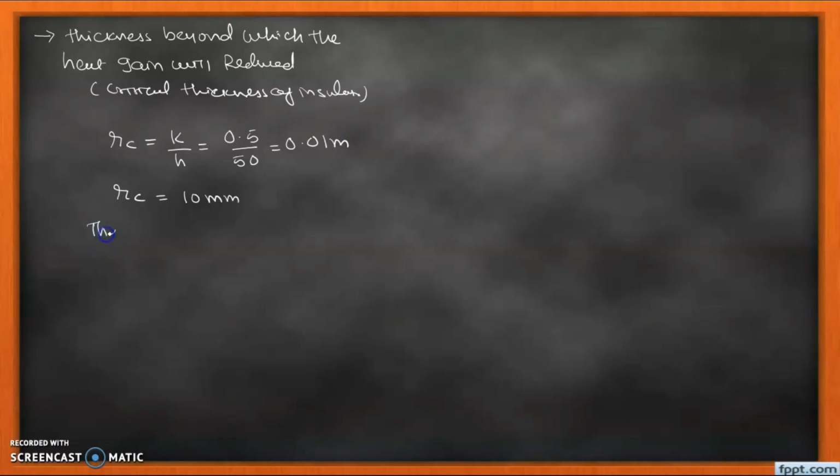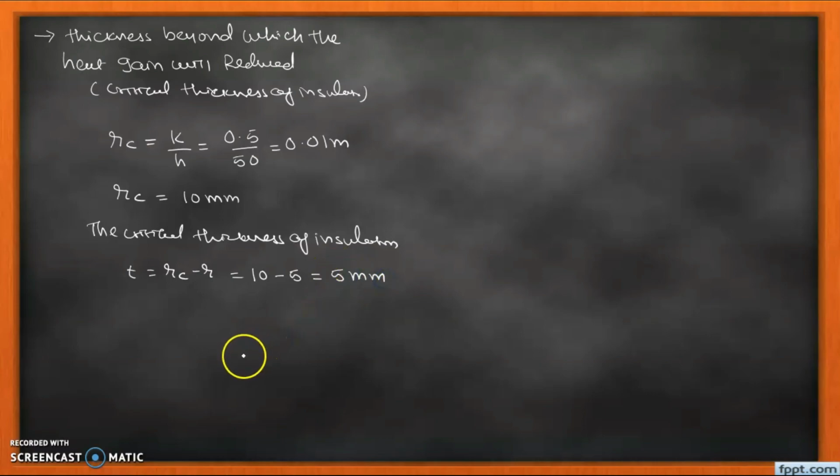So the critical thickness of insulation is Rc minus R, so it becomes 10 millimeter minus 5 millimeter. Here we get the value of critical thickness of insulation as 5 millimeter. So this is our finding number 1.